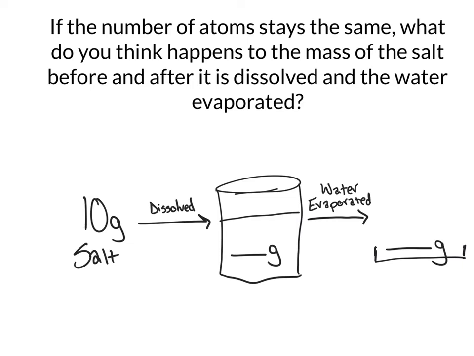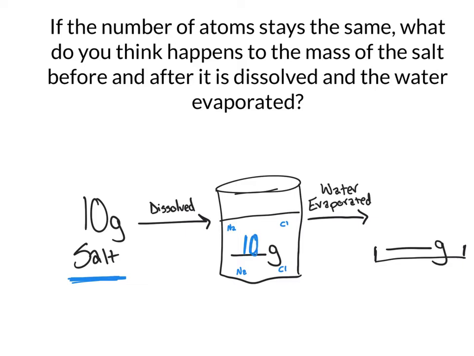So I want you to think about this question too. If the number of atoms stays the same, what do you think happens to the mass of the salt before and after dissolved and the water evaporated? So pretend I started with 10 grams of salt. And I dissolve it into water, so I now have all these little teeny tiny Na and Cl. How many grams do I still have? And the answer is still 10. So they didn't go anywhere. Again, they just split into little pieces.